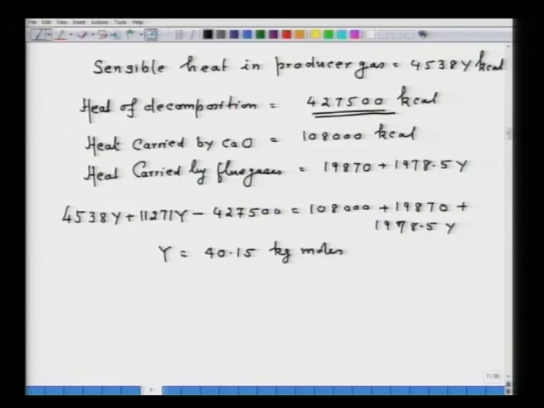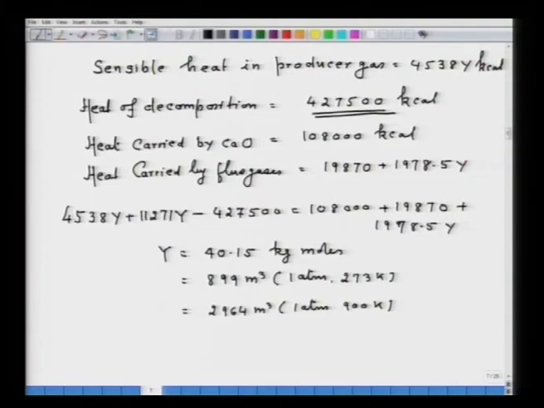and that will be equal to 899 meter cube expressed at 1 atmosphere and 273 Kelvin. So, that is equal to 2964 meter cube at 1 atmosphere and 900 Kelvin. So, this is all about problem number 2. Now, let us quickly go through problem number 3.